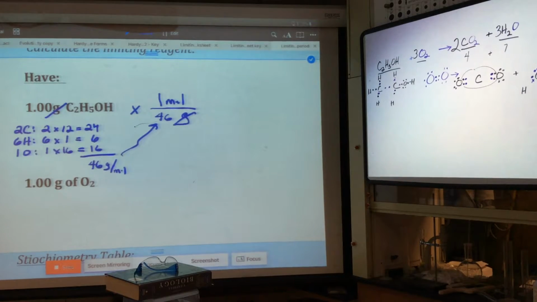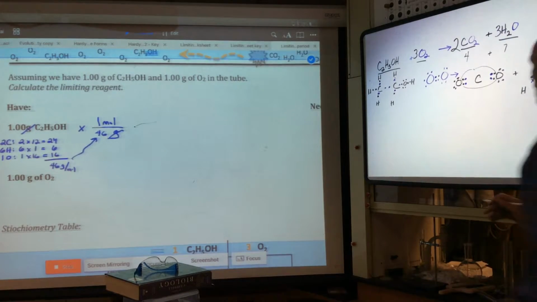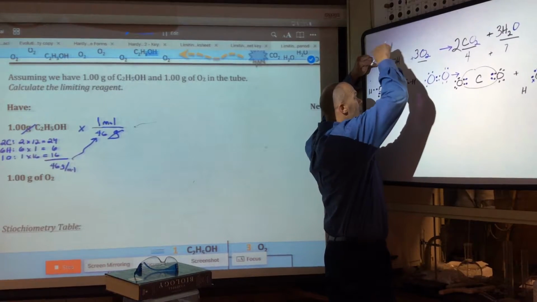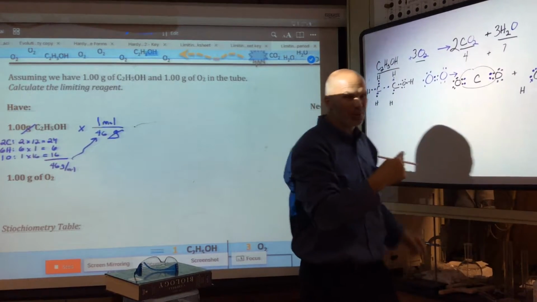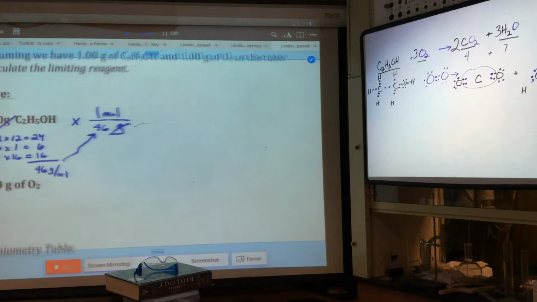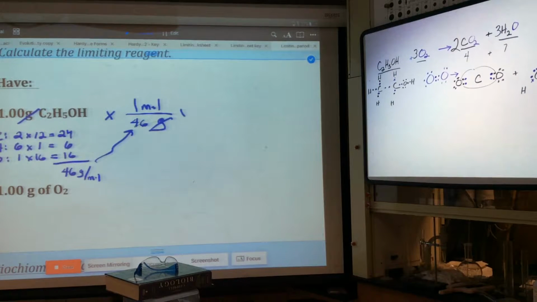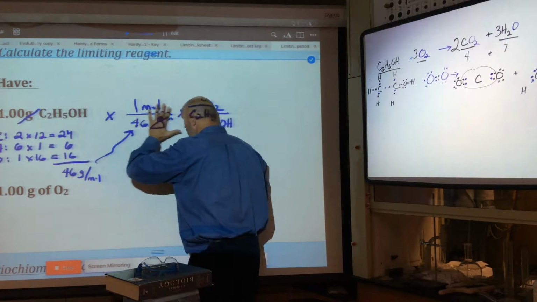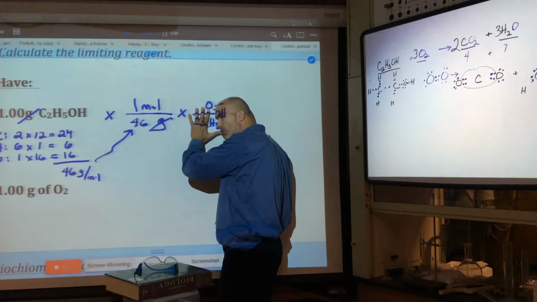Now here comes the stoichiometry. What am I trying to do? I'm trying to relate the number of particles of this eventually to grams of this. But I know it's a 1 to 3, so the moles are 3 times as great. So I'm just going to keep myself organized. I'm going to get rid of C2H5OH, and I'm going to get O2. And there's where my stoichiometry appears. This is just a conversion. I'm going to use ratios.